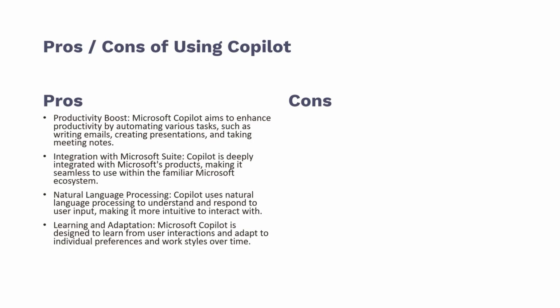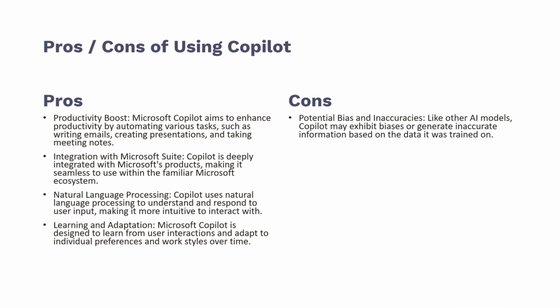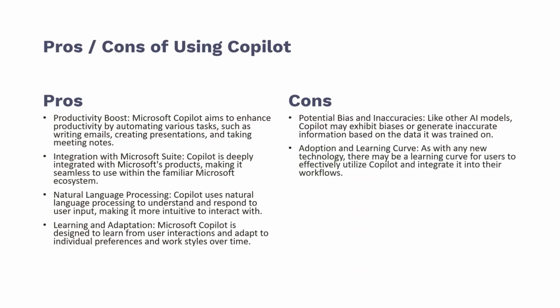Now, some of the cons of using Copilot are, first off, potential bias and inaccuracies, right? Of course, this is a new technology, so sometimes it might generate inaccurate information based on the data it was trained on. And you'll notice throughout the course that sometimes I might not get the exact answer I want, and I need to teach it what I want. You'll also see here that there's an adoption and learning curve. As with any new technology, you're going to have to get used to using the interface or even certain input commands that you're going to ask it or certain prompts that you want to look at. So that's why this video is going to be super helpful for you, because it's going to allow you to understand those learning curves.